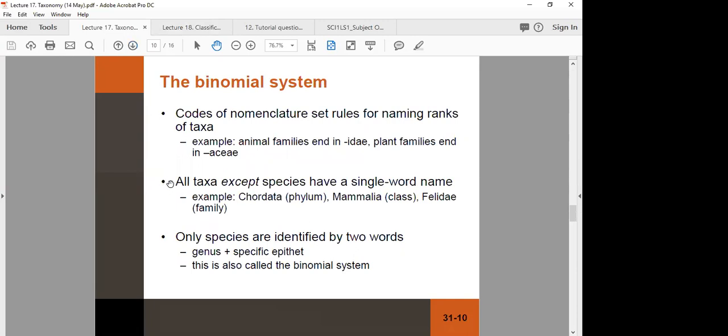All taxonomic levels except the level of species have a single word name. We saw that on the previous slides, and only species names are identified by two words. The first word is derived from the genus which that species belongs to, and the second word is referred to as the specific epithet. This is also referred to as the binomial system. The binomial system was first introduced in the 1700s by a very famous naturalist called Carl Linnaeus.